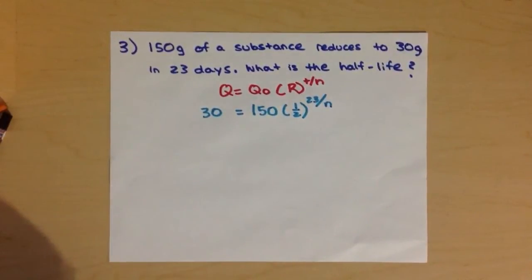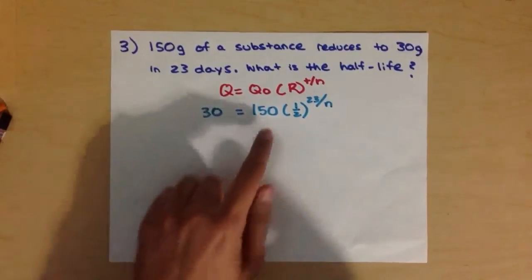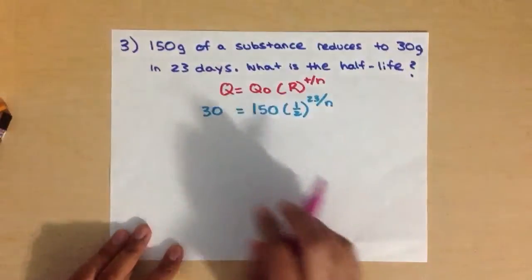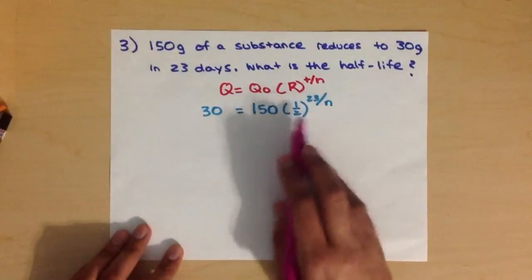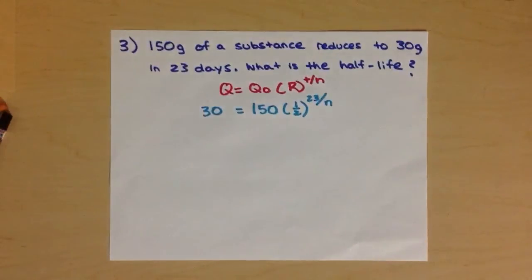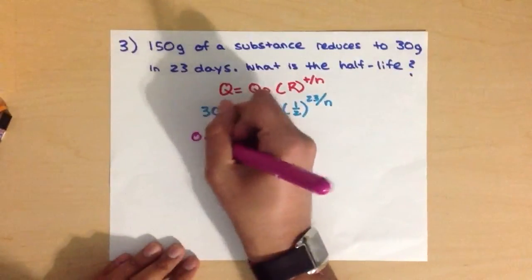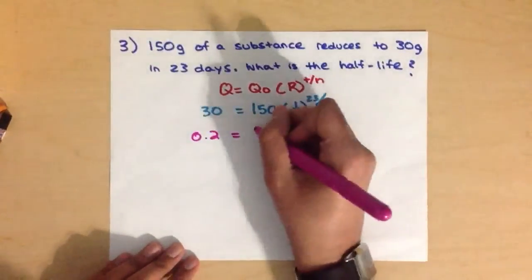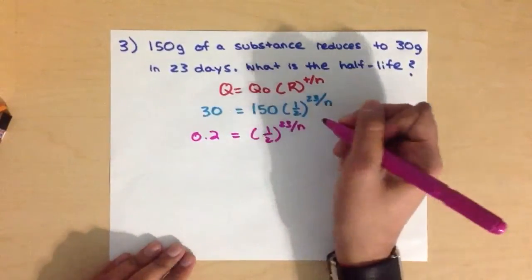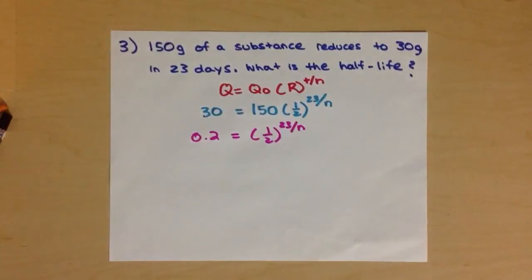So again, what we're going to do first, we're going to divide that 150 out and put it on this side, divide this side by 150 and divide this side by 150, because we want to get this exponential equation on its own here. So 30 over 150 can also be written as 1 over 5, which can be written as 0.2. So that's going to be 0.2 equals half to the 23 over n. So now, how do we solve these questions? We're going to log both sides.